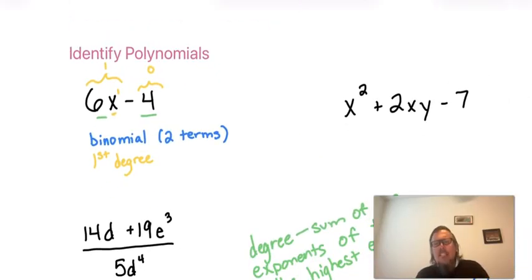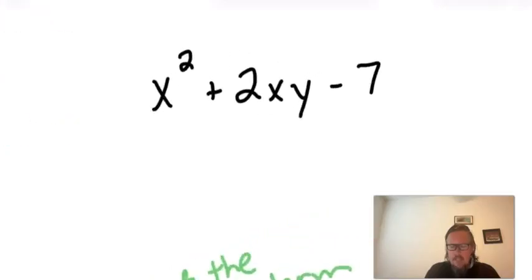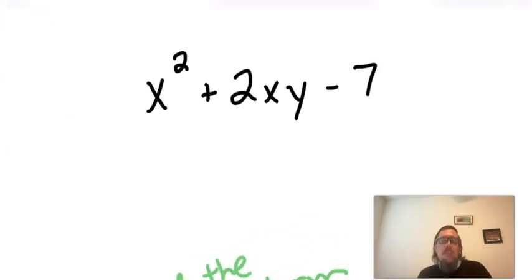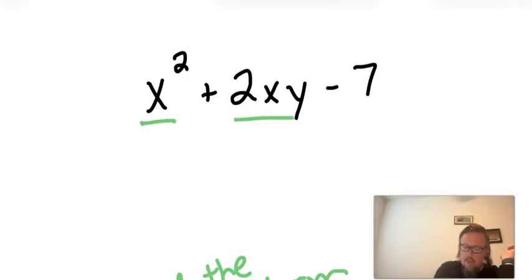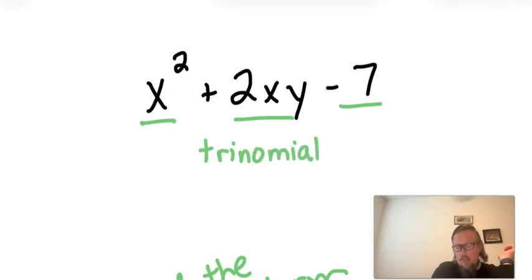Okay, let's look at the one right next to it. This guy right here. This one's got three terms. X squared is a term, 2xy is a term, and then the minus 7 is a term. Okay, so we've got 1, 2, 3 terms, and so this is called a trinomial, tri being the prefix for 3. So a trinomial because it has 3 terms.